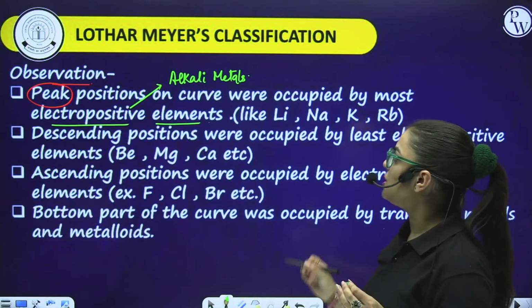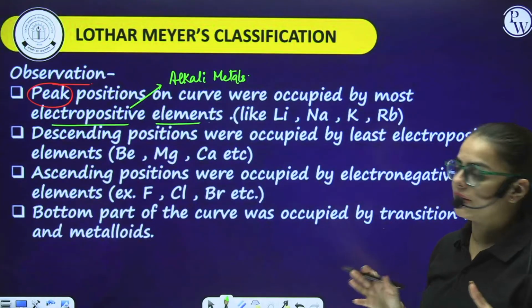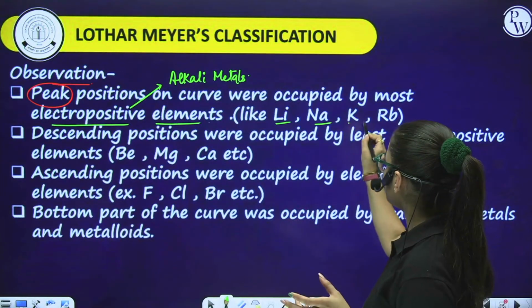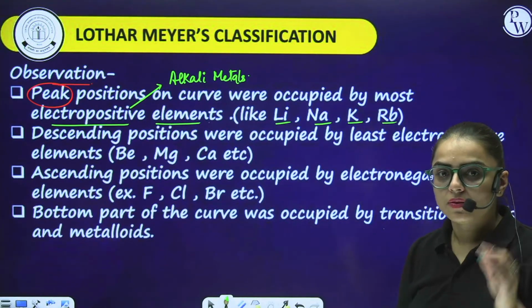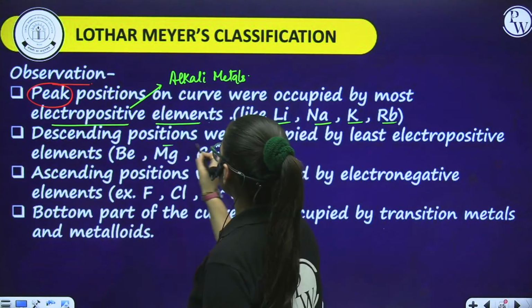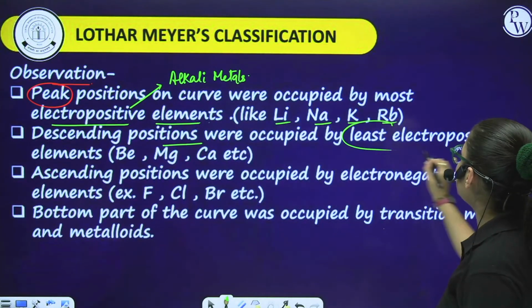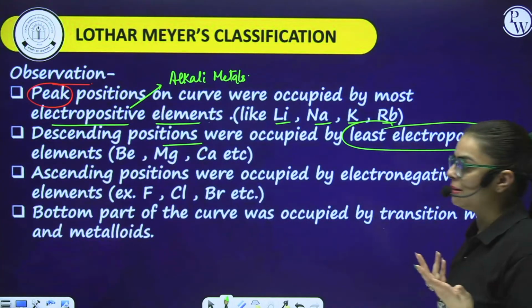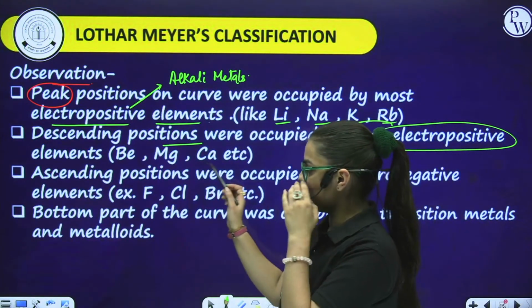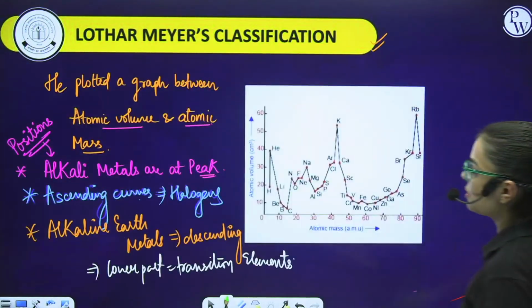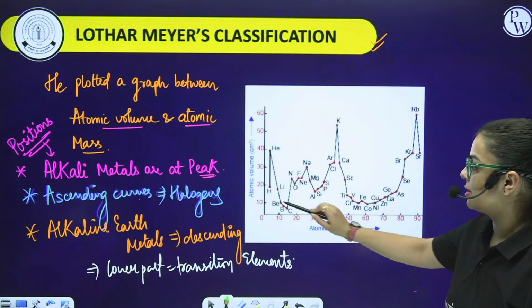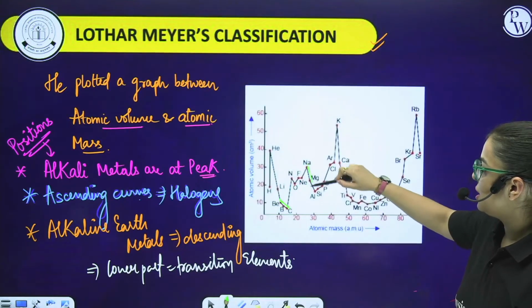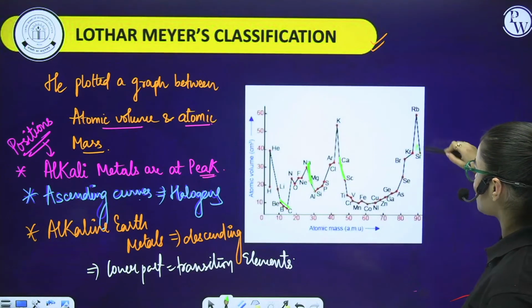So peak positions on the curve were occupied by the most electropositive elements such as lithium, sodium, potassium, rubidium. Clear? The next point is, descending positions were occupied by the least electropositive elements. Descending positions: alkaline earth metals, for example beryllium, magnesium, calcium. You can clearly observe this in the graph also over here. It will be clear. See, beryllium, then magnesium, then calcium, then strontium.